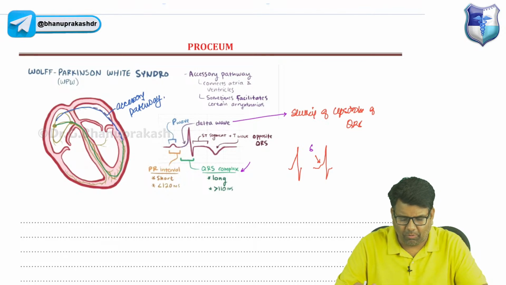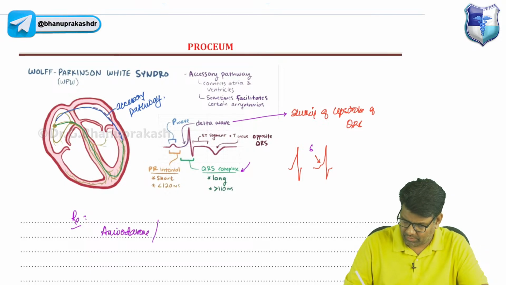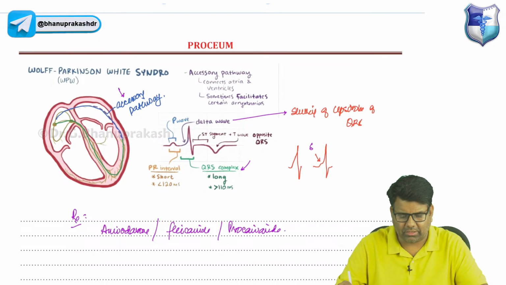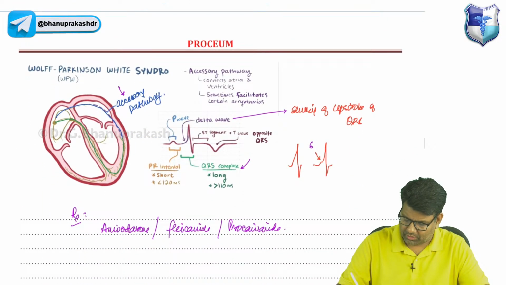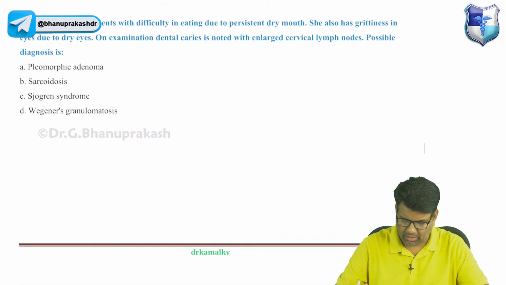So this is Wolff-Parkinson-White syndrome, and treatment-wise, sometimes you can ablate this accessory pathway, which is the root problem. Long QRS complex is very important. Please remember. Next question.